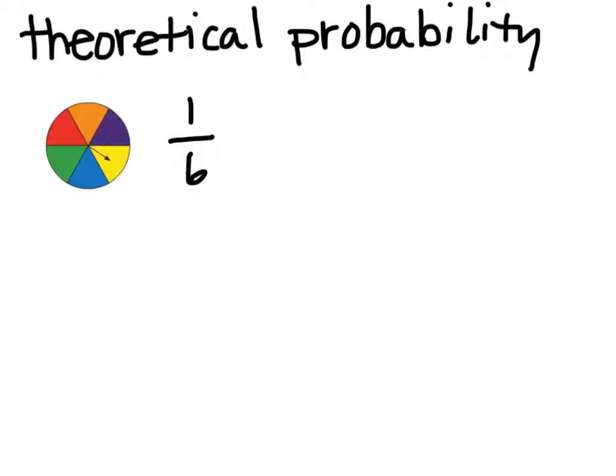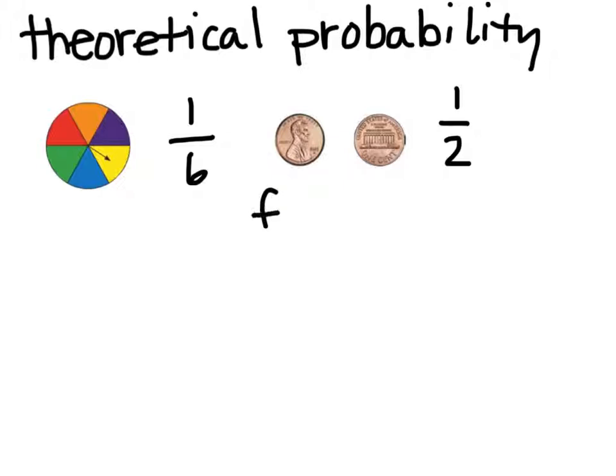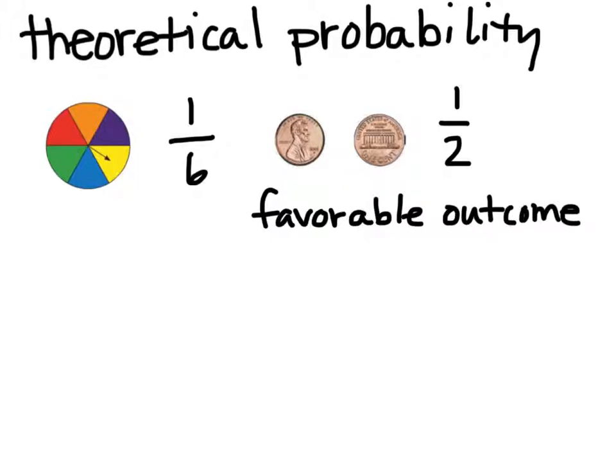Another example for this is tossing a coin. When you flip a coin, you have an equally likely chance of getting heads or tails. 1 out of the 2 options. If you're hoping the coin is going to land on its head, we would call that the favorable outcome. And your chance of getting that favorable outcome, the head that you're hoping you'll get because that's what you called, the chance of getting that is 1 in 2, or 1/2.